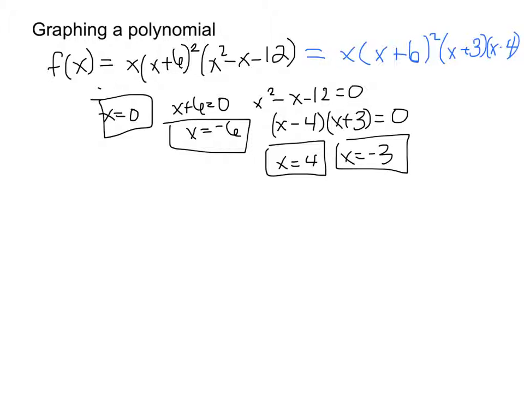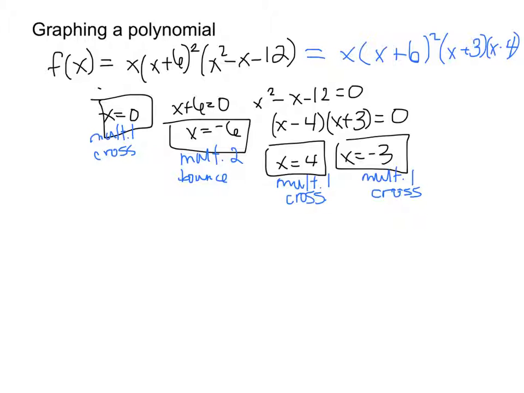So at x equals 0, if we look here, the multiplicity of this is 1. x equals negative 6, so that was when x plus 6 was a 0, and the multiplicity here is 2. And then the multiplicity in the x minus 4 and x plus 3 factors are 1. So remember, we discussed that if the multiplicity was odd, the graph would cross through the x-axis, and if the multiplicity was even, it would come down, touch the x-axis, and then bounce back up. So I just typically say it bounces. So we found zeros. We found the behavior at the zeros, if they bounced or crossed.